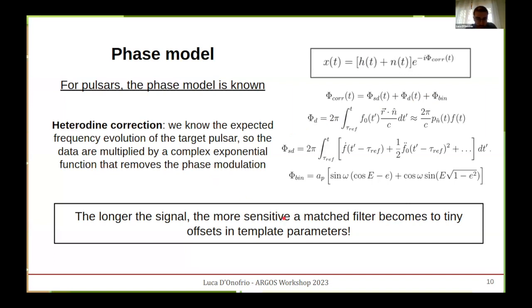Then usually matched filter techniques are used, but the longer the signal, and we can say the longer the observation time, the more sensitive the matched filter is to possible offsets in the template parameters. This means, for example, that if you have a best-fit value for the orbital period of a pulsar in a binary system that has an offset, a mismatch, you just add a phase, and so you are not correct in the Doppler effect.